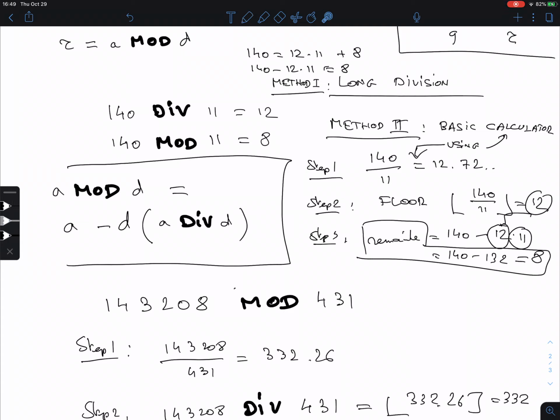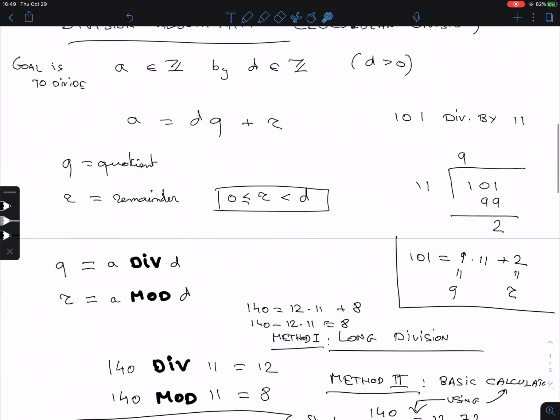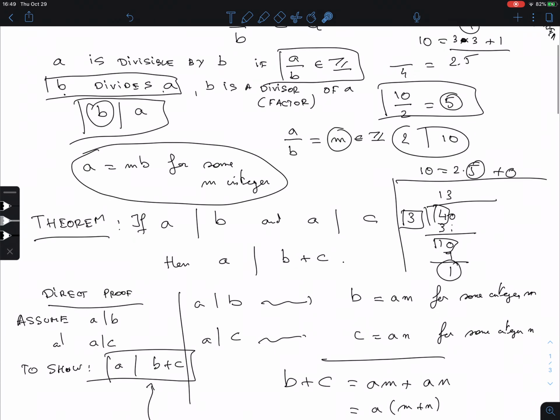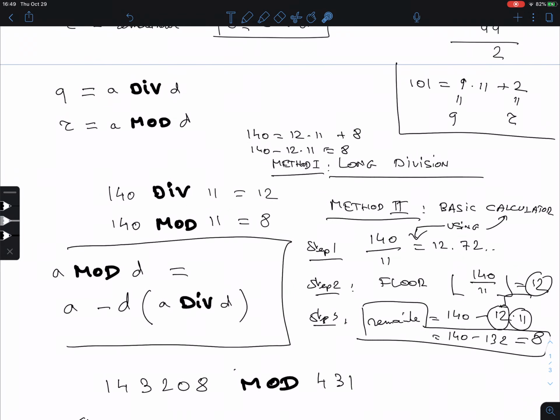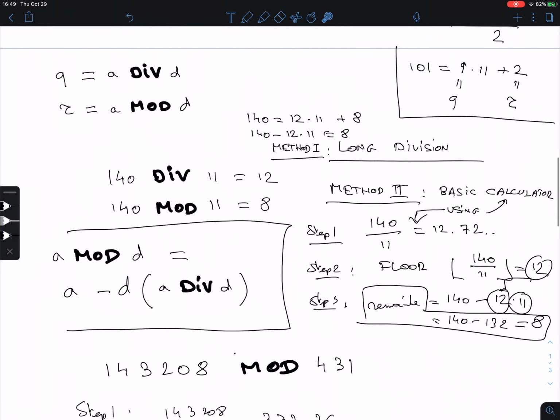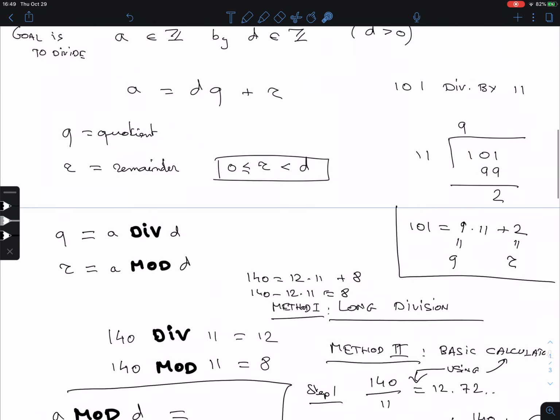So in order to calculate A mod D, I first calculate A div D. That's this number. Then I multiply that number with the divisor that I used, D. So I try to get back to the original number. If this were divisible, remember, divisible means that the remainder is 0. So this thing would be equal to that. There would be no remainder.